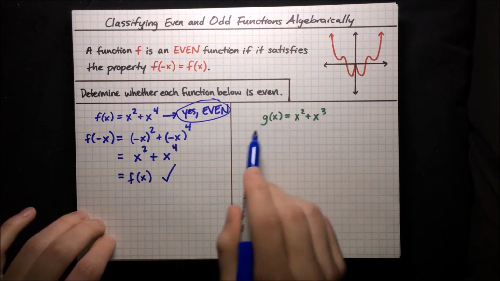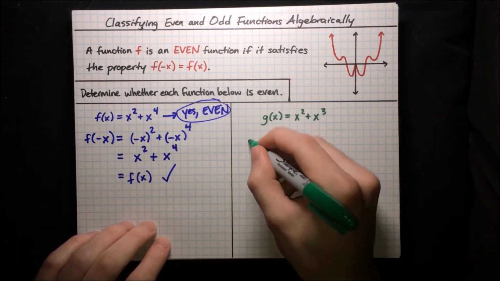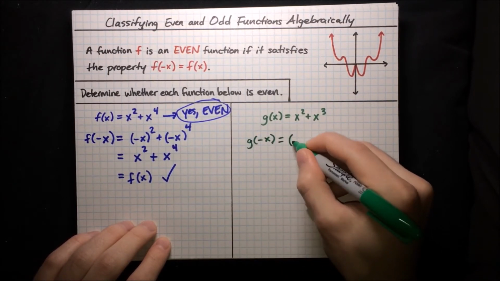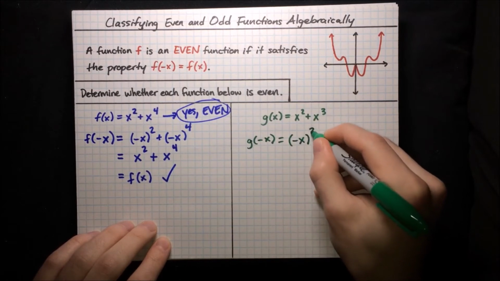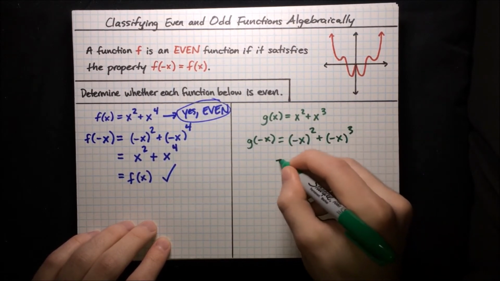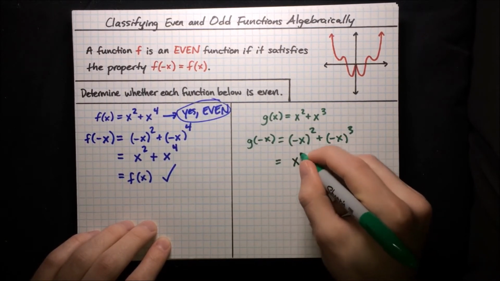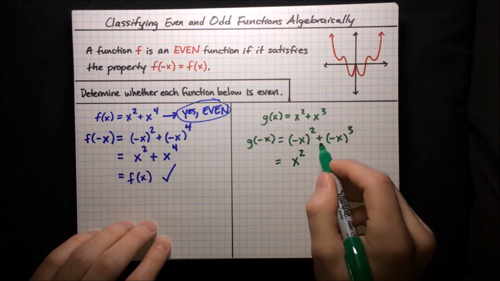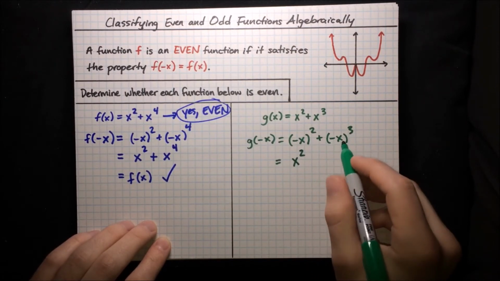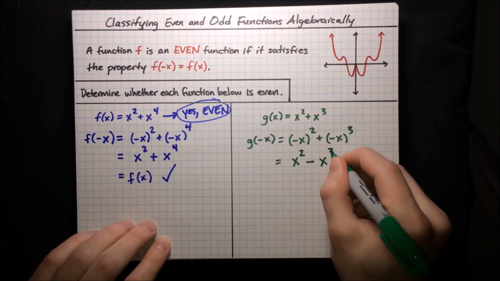Let's try for this function now. So it's the same idea here. We're going to plug in negative x. So g of negative x, and let's see what that equals. So negative x squared plus negative x to the third. And again, the negative squared cancels out the negative, so we just have x squared. And then negative to the third power, well, two of those negatives cancel out, but then there's a third negative, so that stays. So just negative x to the third.